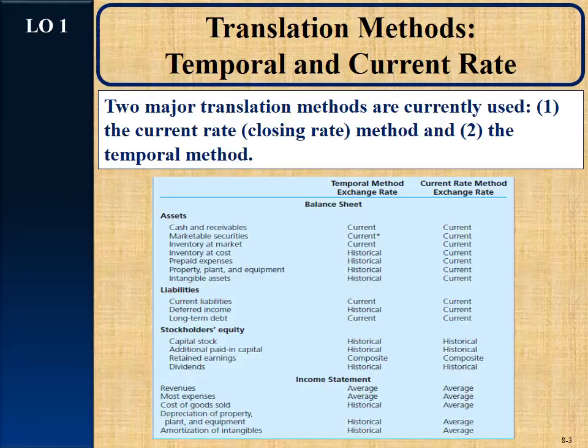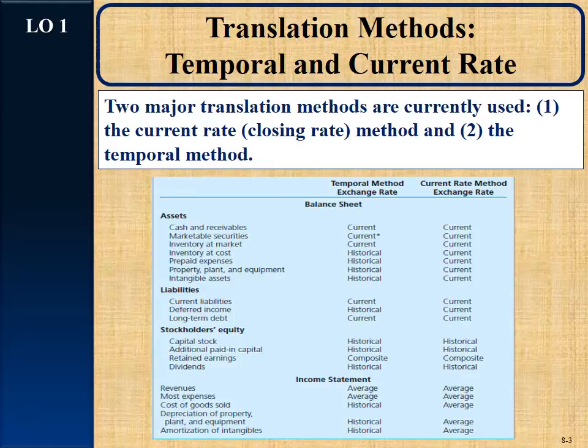We're going to be talking about why you would pick either one, but GAAP accepts either one at the current time. Here's what you would use exchange rate wise to convert from the foreign currency to the dollar. Cash, marketable securities, and inventory at market, you would use the current rate under the temporal method. Inventory, prepaid expenses, property, plants, and equipment, and intangible assets use the historical exchange rate, meaning the exchange rate at the time the asset was purchased. Current liabilities use the current rate.